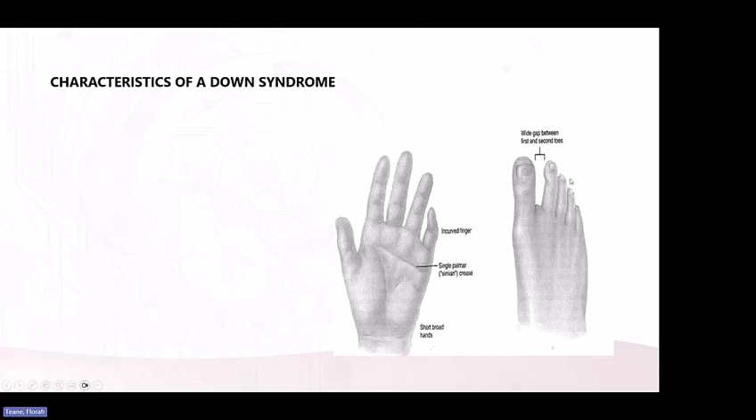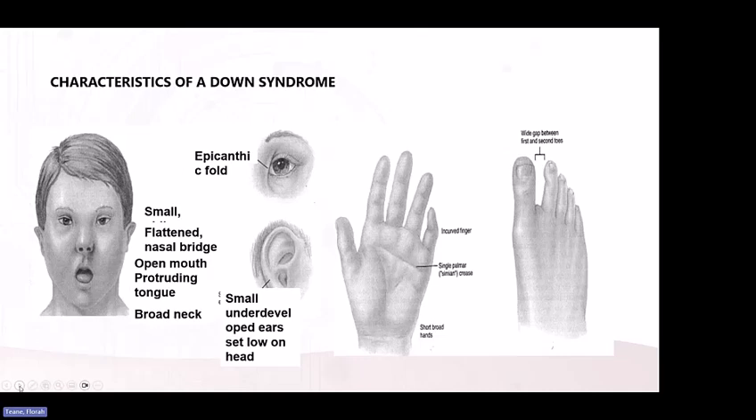If we look at his or her toes, there'll be a very wide gap between the first and second toes. Look at this finger, the little finger is incurved. The single palmar crease here. Their hands are short and broad. These are physical characteristics of Down syndrome.